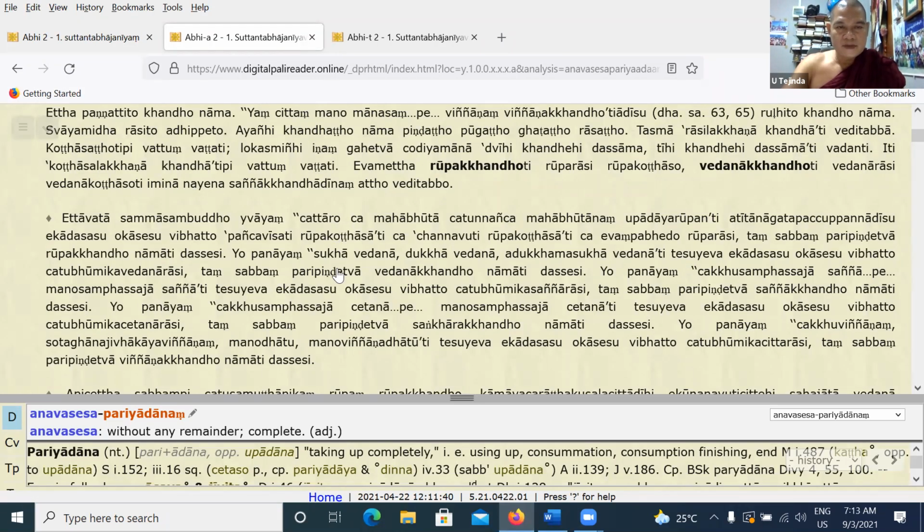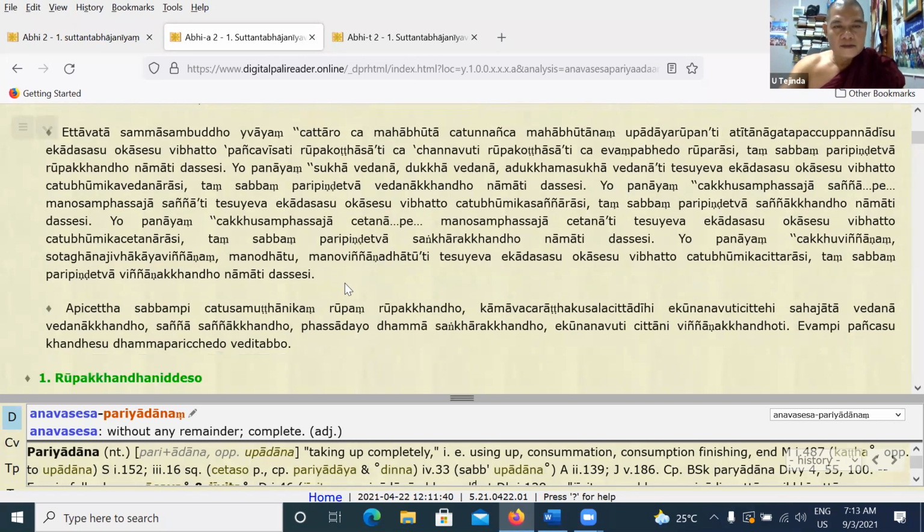The Atthakatha, this was very difficult. We will not read all of the Atthakatha, we will read only the main points. Like Rupakkhandha, we say Pancavisati Rupa Kotthasa or Chanavuti Rupa Kotthasa. The form of forms, the Rupakkhandha. Catubhumika Vedana Rasi, the feeling heap of the four planes.